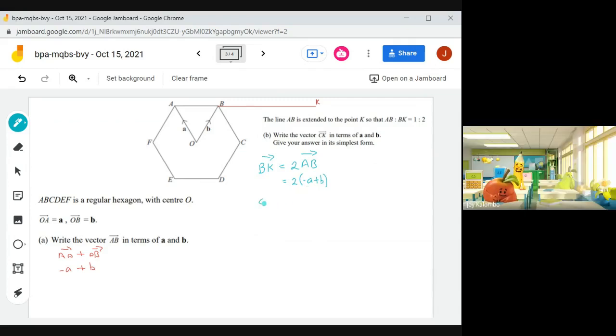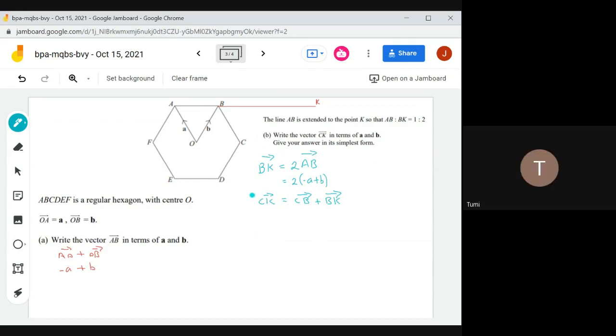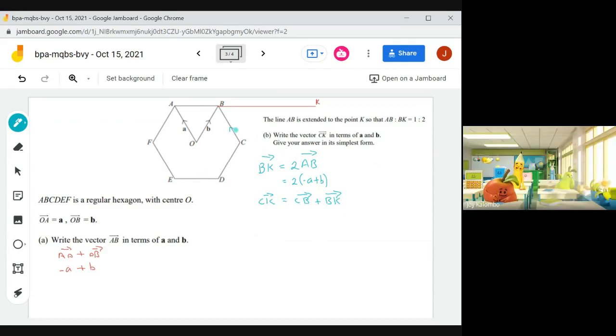Okay, yep. So C to K is going to be C to B plus B to K. Question: what is C to B? A. Very good. Yep, because it's parallel to this line here. So we've got C to B is equal to A, and then B to K is equal to the 2 lots of minus A plus B we had. Okay, and what does that simplify to? Or how can we continue?